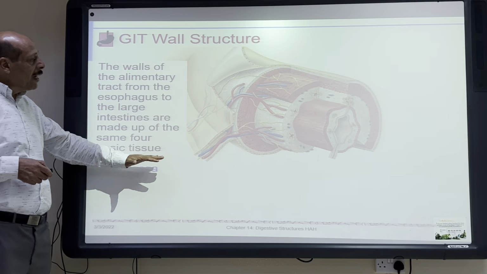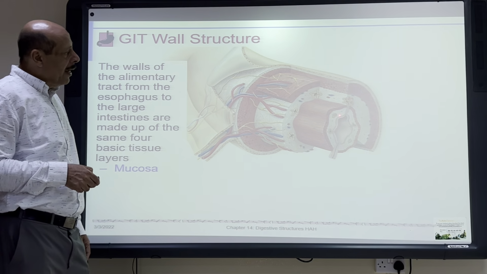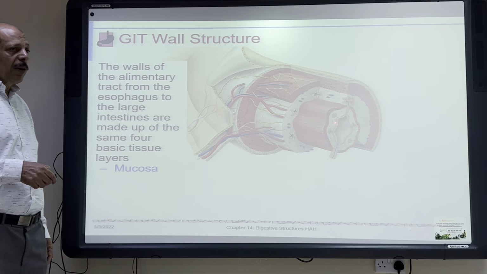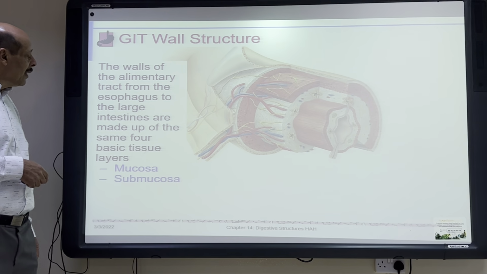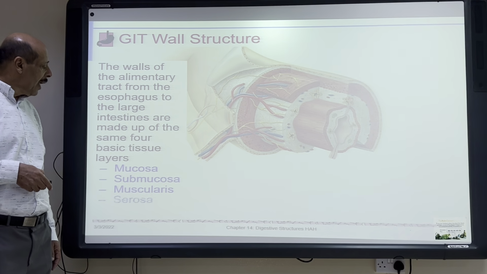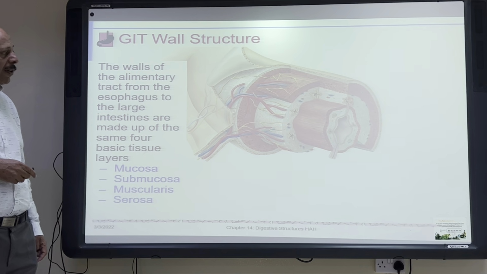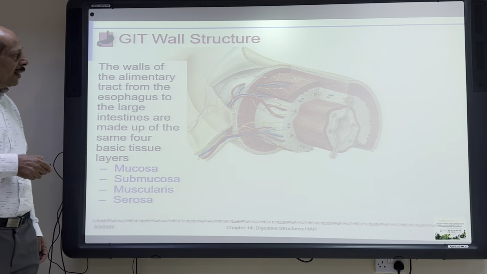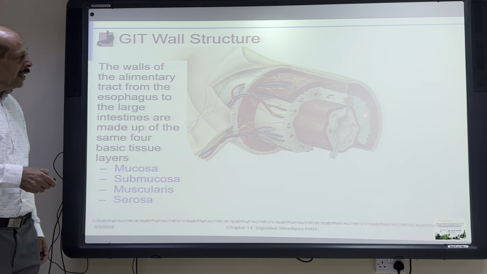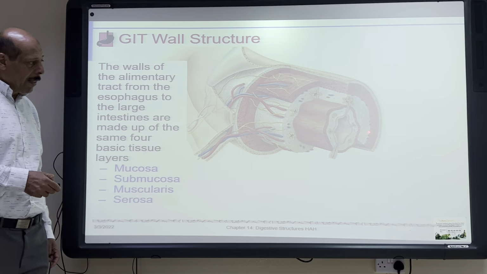Starting from the inner side, it will start with the mucosal layer. So mucosa is there, then the submucosal layer, then the muscular layer, and serosa or serous membrane that holds the tube. So this is the serous membrane. Those are the muscular layer, and here the mucosa layer and submucosa.